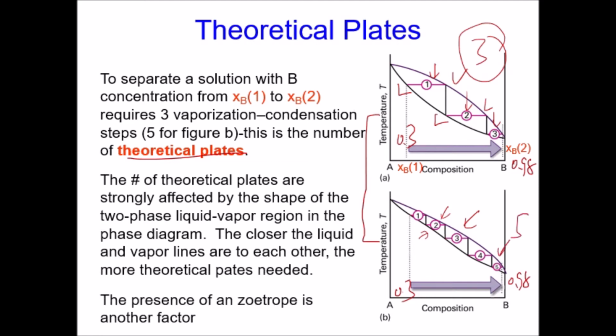And therefore, the number of theoretical plates is strongly affected by the shape of the two-phase liquid-vapor region in the phase diagram. And later we'll show you the presence of an azeotrope is also an important factor to determine the number of theoretical plates.